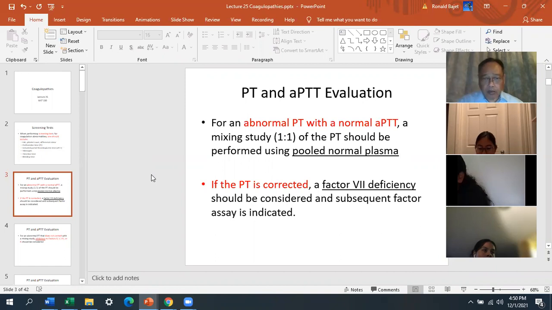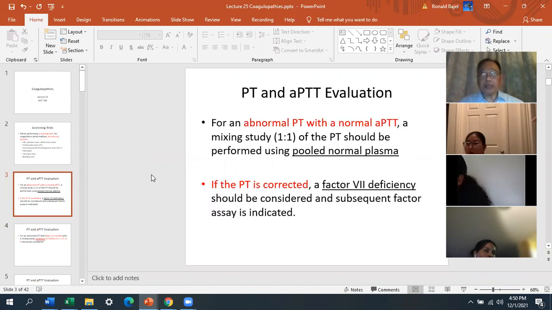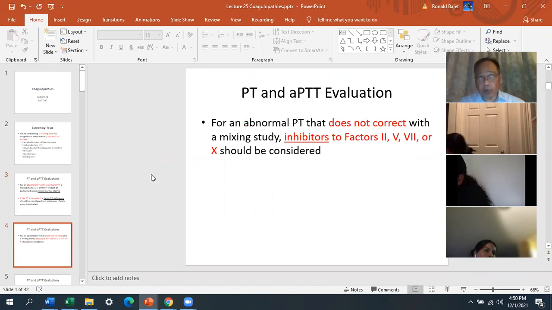So you have correction with the one-to-one mix with pooled normal plasma. If it didn't correct, so the patient's plasma, after you did a one-to-one mix with pooled normal plasma, remained elevated, like still 22, 24, when it should have corrected if it was a factor deficiency, then the problem was not a factor deficiency. You can attribute the problem to what's called an inhibitor to factor 2, 5, 7, or 10.